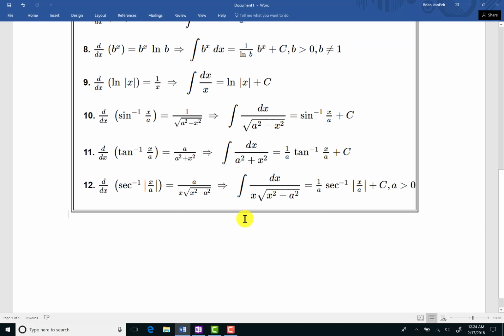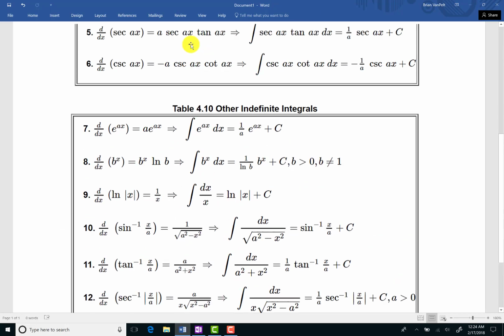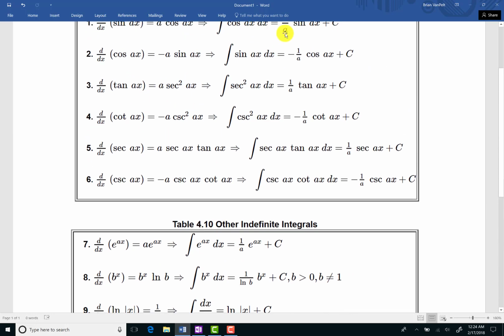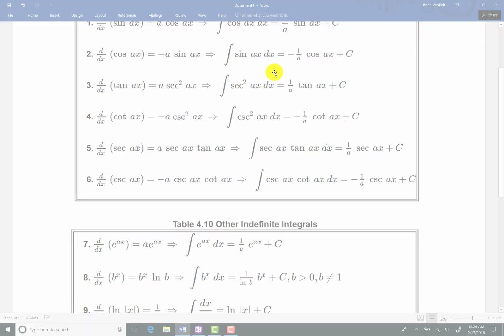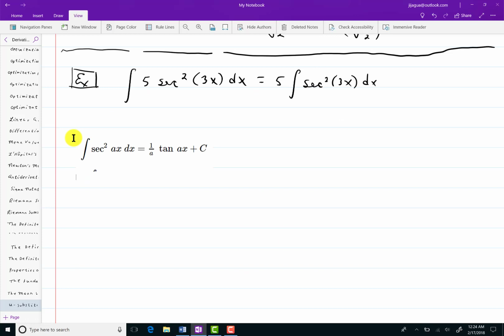So let me see, the integral of secant squared. Oh, the trig ones, here we are. The integral of secant squared ax is 1 over a tangent ax. So this equals, my a is pretty easy in this case, it's just the 3. So I have 5 times the integral, which would be 1 over 3, or 1 over a, tangent of ax plus c. And you can make that a 5/3 if you want to.